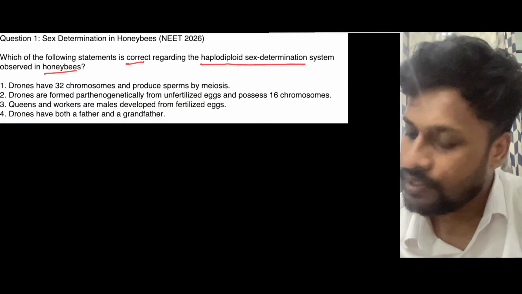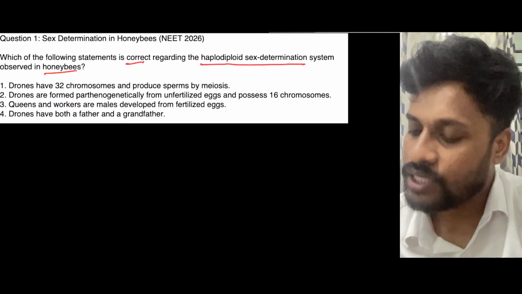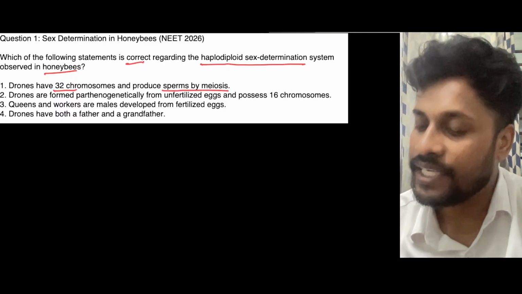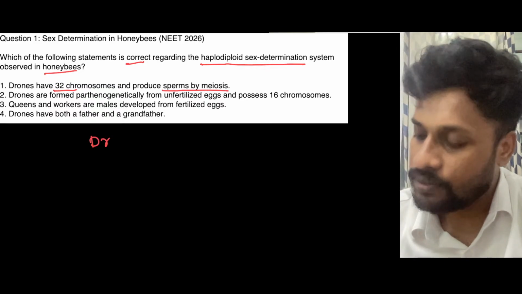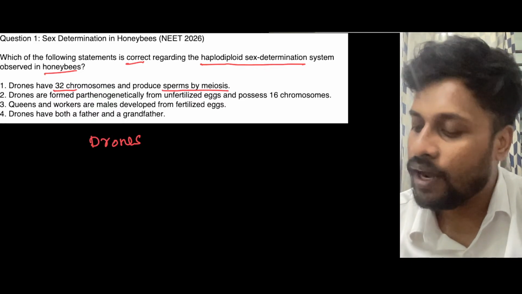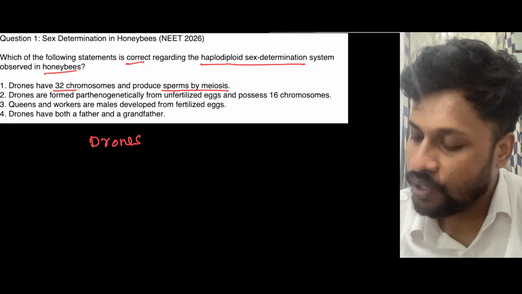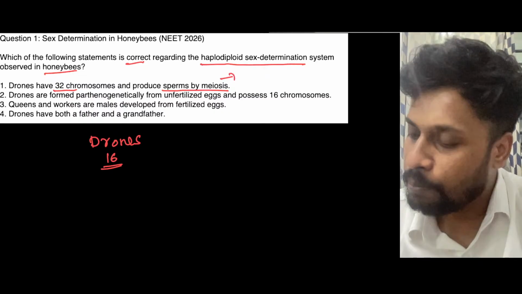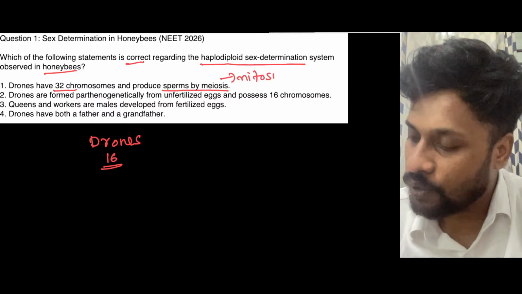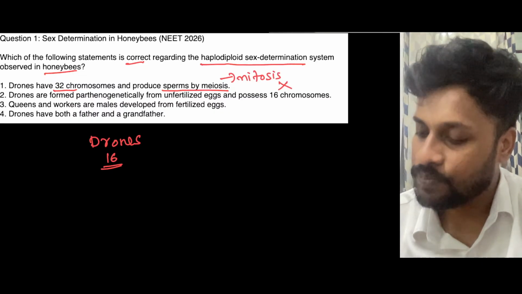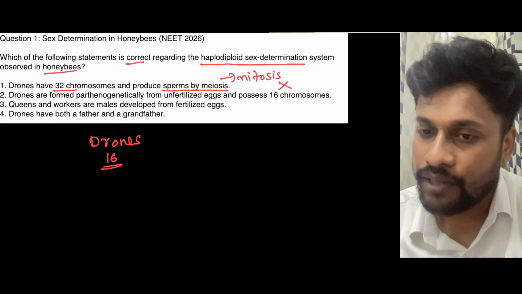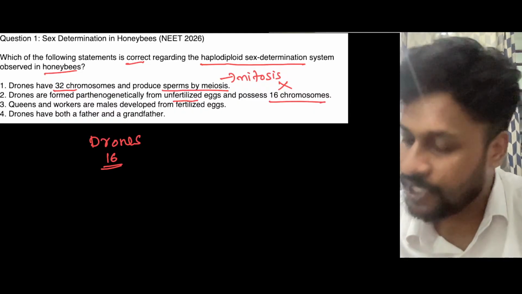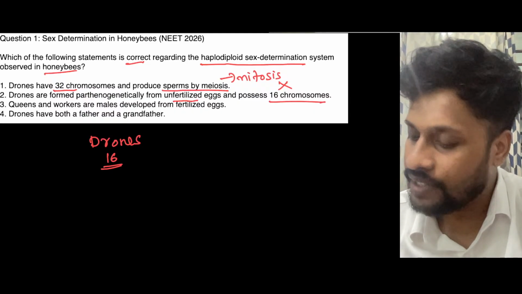We need to identify the correct one. Drones have 32 chromosomes and produce sperm by meiosis, which is incorrect. Drone means what? Drones mean male honeybee. It will have only 16 chromosomes and they are produced by mitosis, not meiosis. Hence, this statement is wrong. Drones are formed parthenogenetically from unfertilized egg and possess 16 chromosome, which is true now, right?